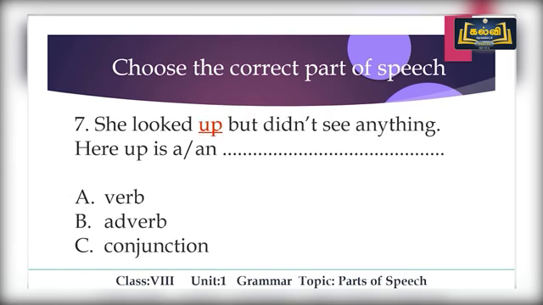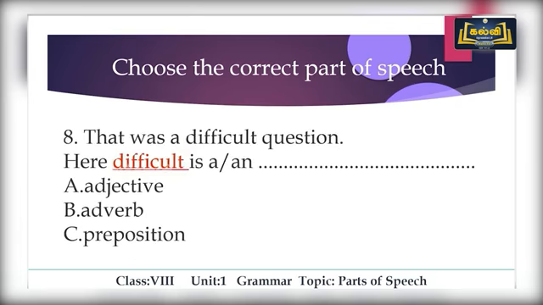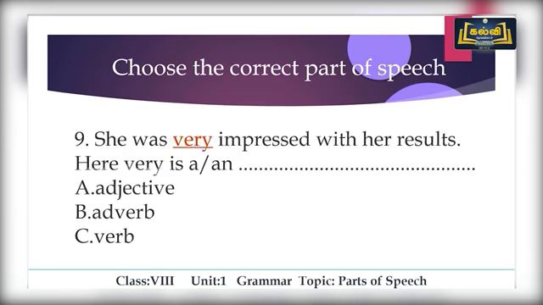She looked up but didn't see anything. Here, up is a or an. That was a difficult question. Here, difficult is a or an. She was very impressed with her results. Here, very is a or an.